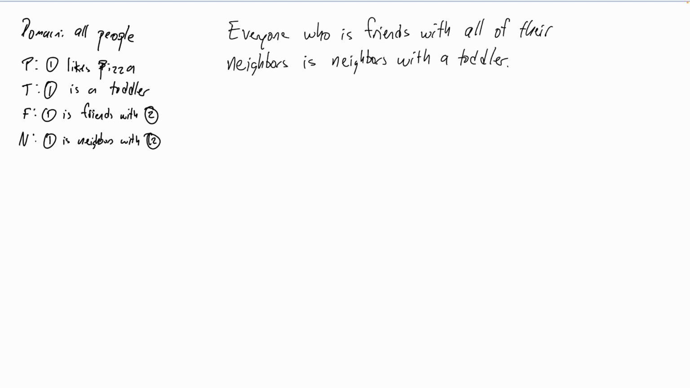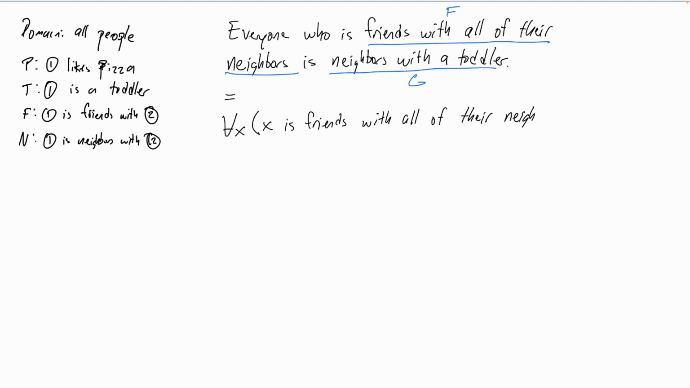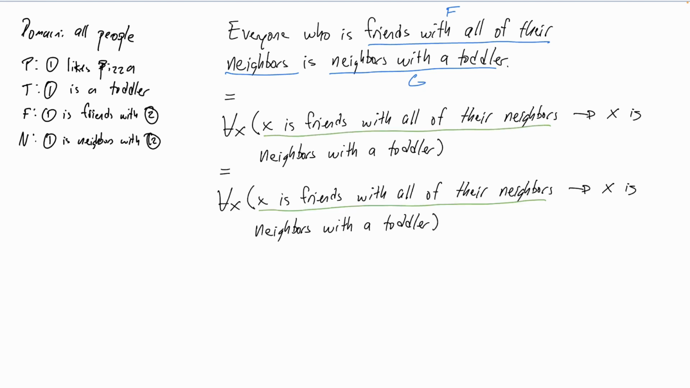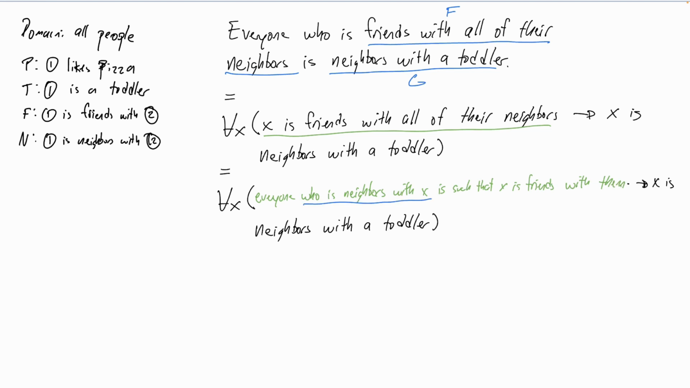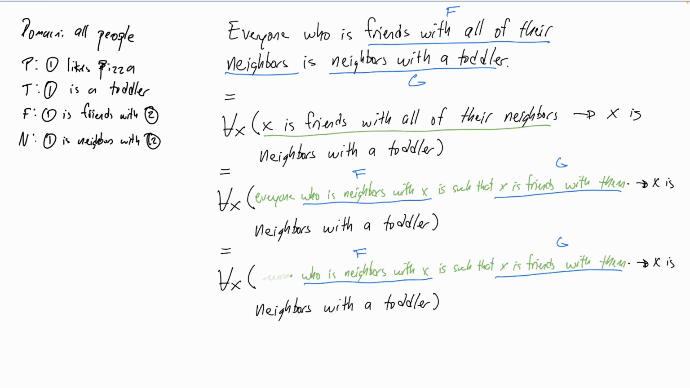Next, everyone who is friends with all of their neighbors is neighbors with a toddler. This is of the form every F is G. So we rephrase it to everything X is such that if X is friends with all their neighbors, then X is neighbors with a toddler. Now let's work on rephrasing X is friends with all of their neighbors. That can be turned into everyone who is neighbors with X is such that X is friends with them, which is another every F is G type statement. So we can rephrase it as for all Y, if Y is neighbors with X, then X is friends with Y.